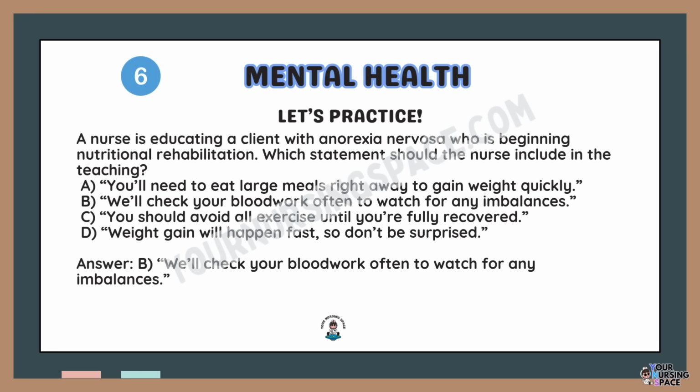Large meals, A, are wrong. Refeeding starts slow to avoid complications. Exercise, C, might be limited, but "avoid all" is too absolute and not the focus here. Fast weight gain, D, isn't accurate or the priority. Safety trumps speed. B nails the high-yield concern from the eating disorder section.